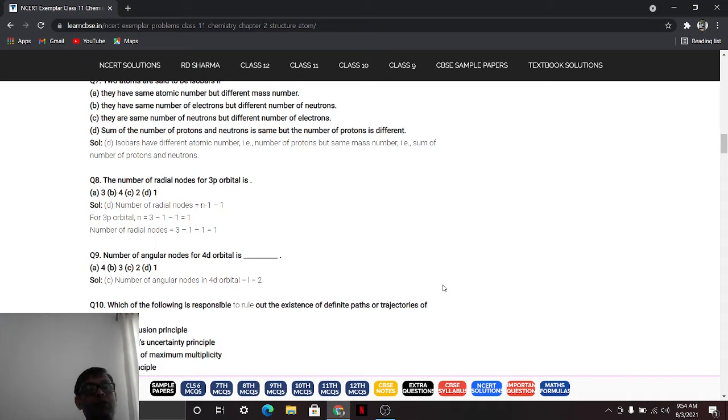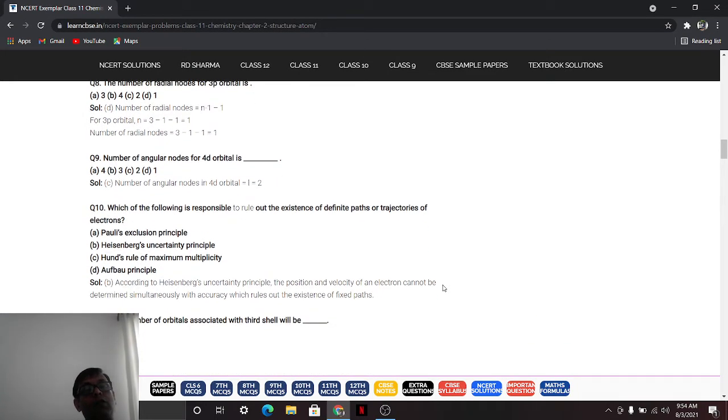Is it correct? n minus l minus 1 for 3p orbital, where p is l equal to 1. The number of radial nodes is equal to 3 minus 1 minus 1, that is equal to 3 minus 2, that is equal to 1.